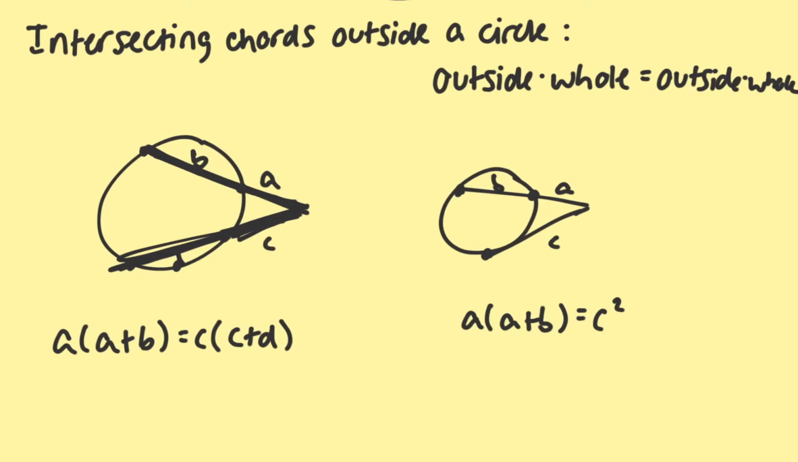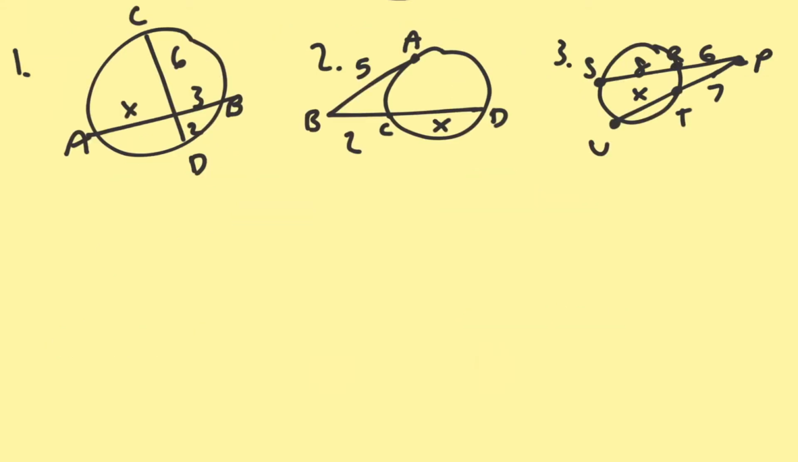Same with if it looks a little bit different. You still have outside A times the whole thing, A plus B, equals outside C times the whole thing, which is still just C. A few examples.